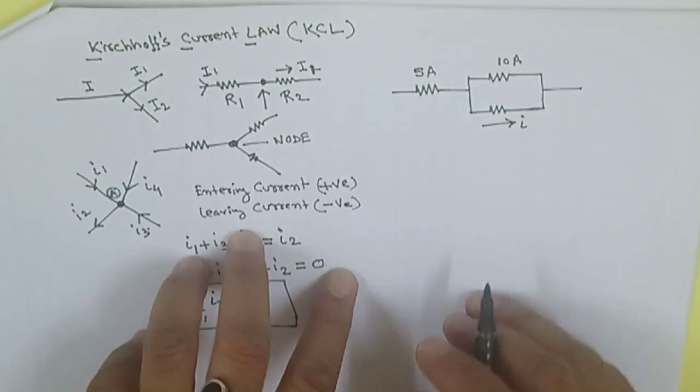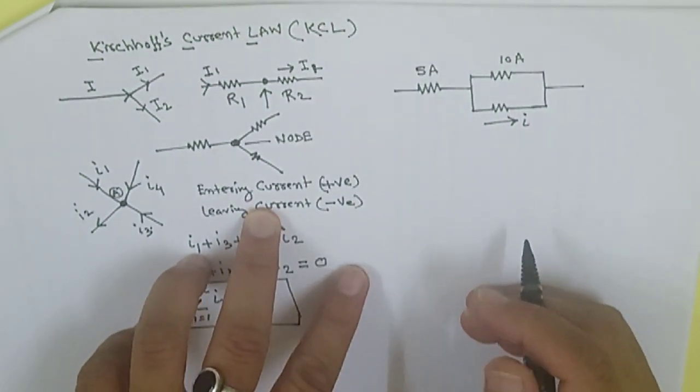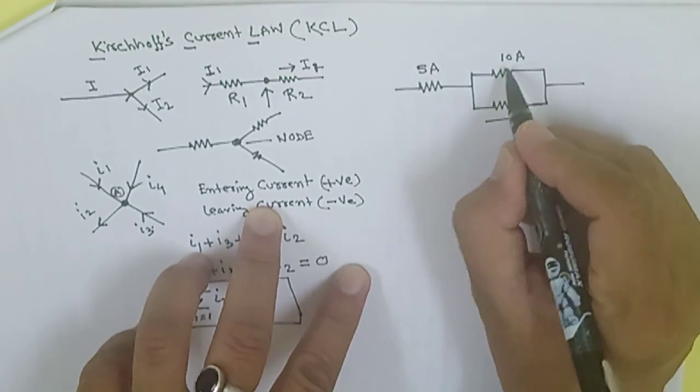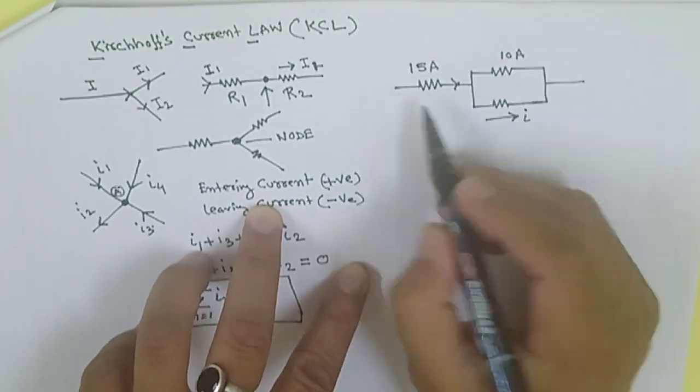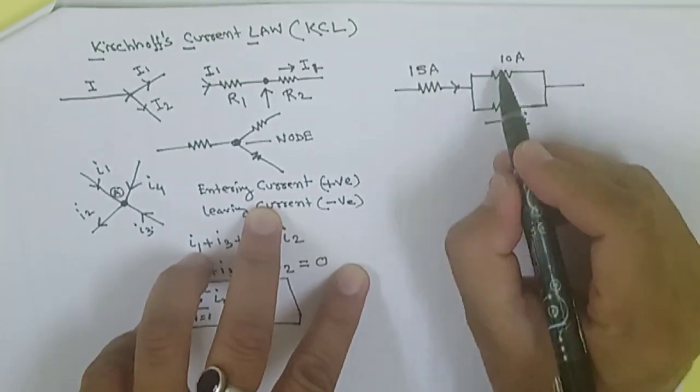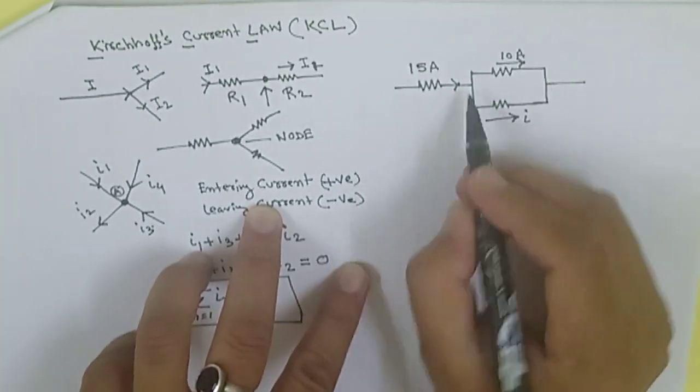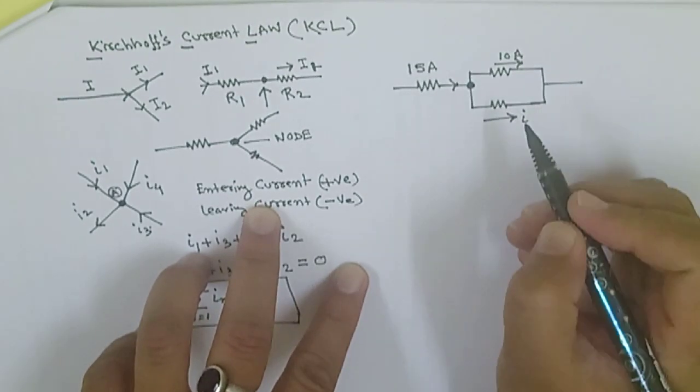Here you can find out the current. I made a mistake here. It should be the bigger current because current is entering here: 15 ampere current, and now you consider this a 10 ampere current. Okay, so here the node junction is this one.